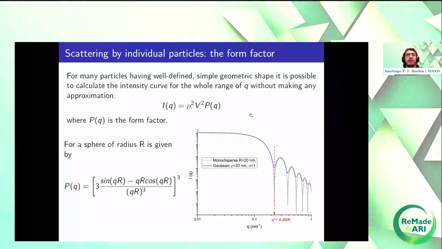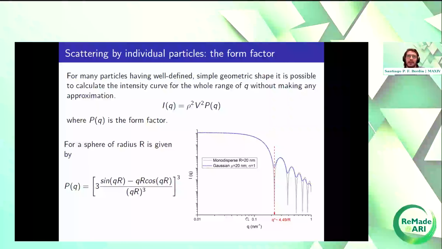For a really simple geometric shape, like a sphere, we can define this function analytically. Here we have the example for a sphere of radius r and this expression. If we plot it, we will have this function with well-marked, well-defined minima, and the position of these minima will be related to our radius.